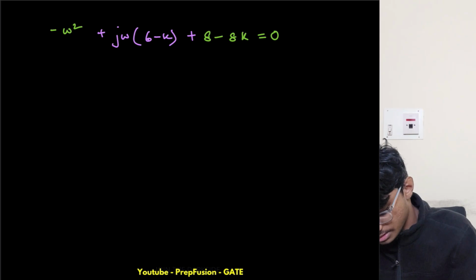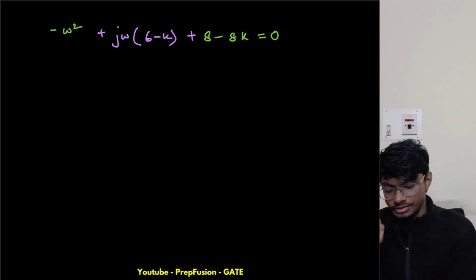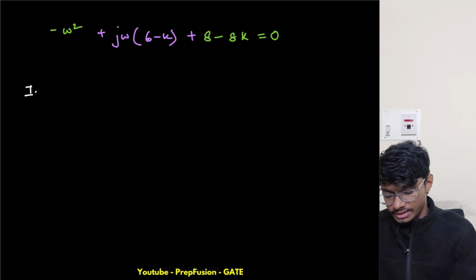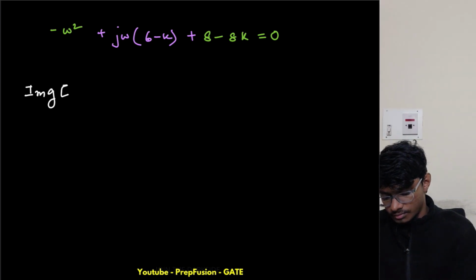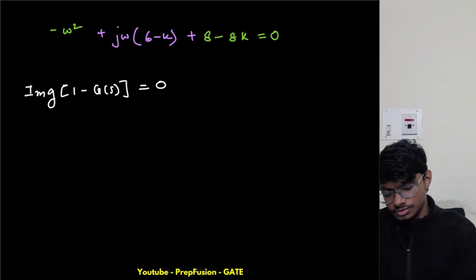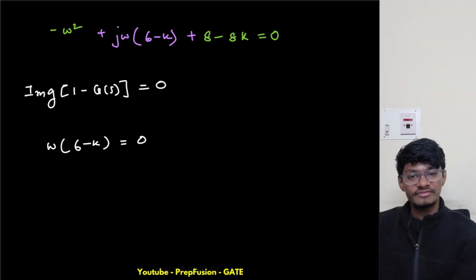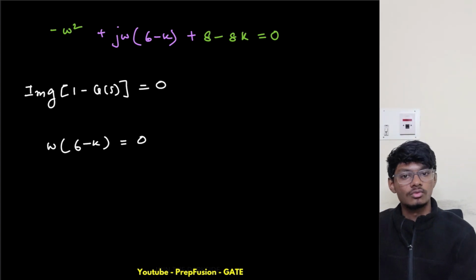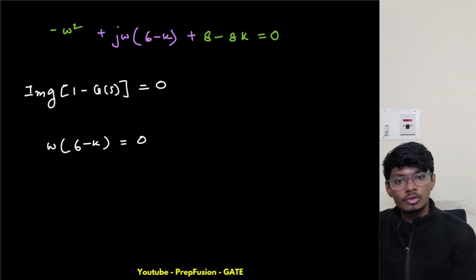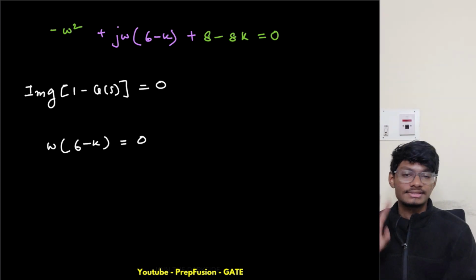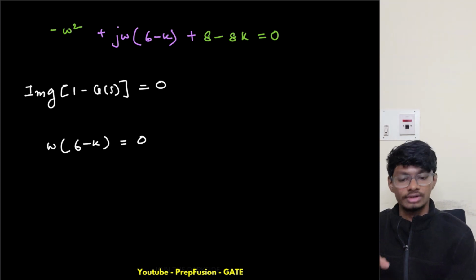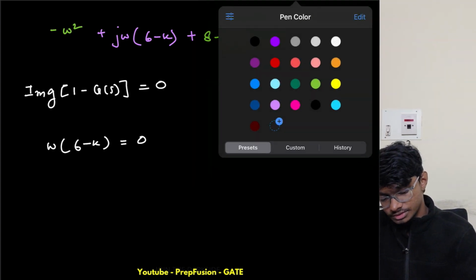First we will equate the imaginary part of my characteristic equation, 1 minus gs, since it is positive feedback, equals 0. If I do that, I get omega into 6 minus k equals 0. So I can have two solutions. Previously I ignored the solution omega equals 0, because if you put omega equals 0 there, you would have gotten k as negative. But here quite the opposite will happen.